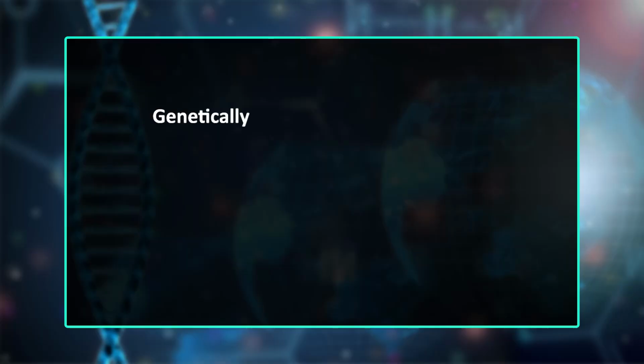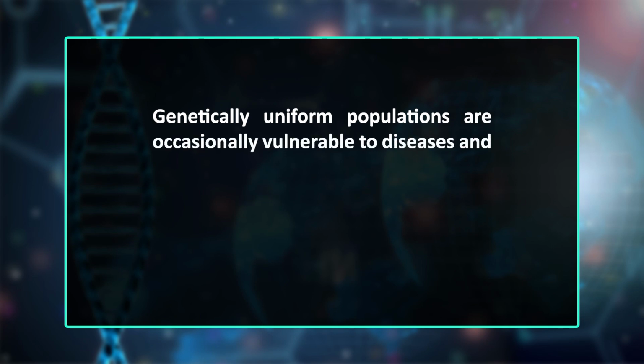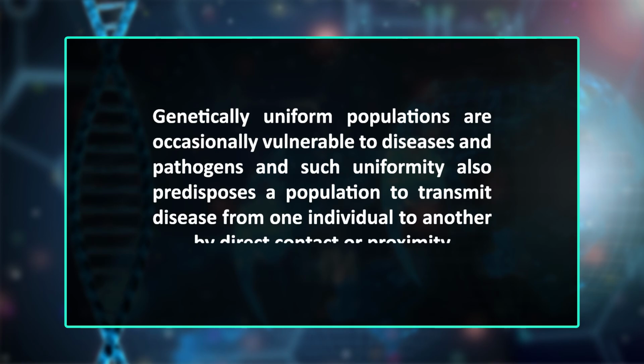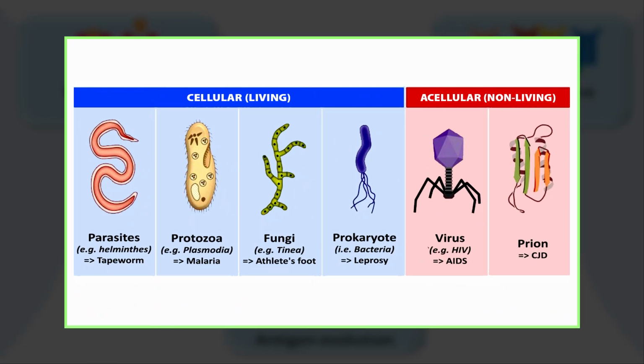A diverse array of genotypes appears to be especially important in disease resistance. Genetically uniform populations are occasionally vulnerable to diseases and pathogens, and such uniformity also predisposes a population to transmit disease from one individual to another by direct contact or proximity. More diverse populations are more likely to include individuals resistant to specific diseases. Moreover, infected individuals occur at lower density, and thus diseases or pathogens may move more slowly through the population.